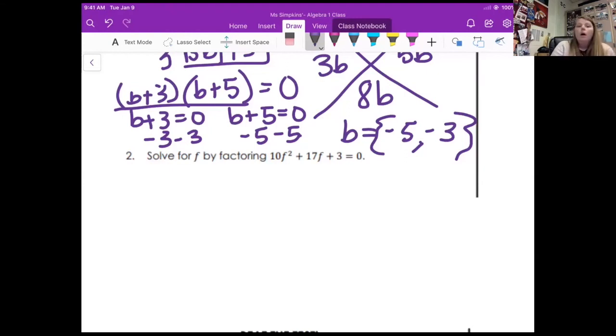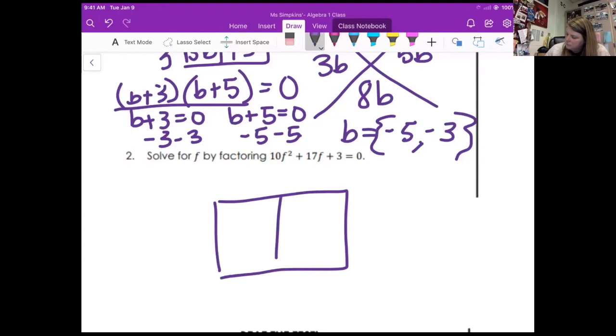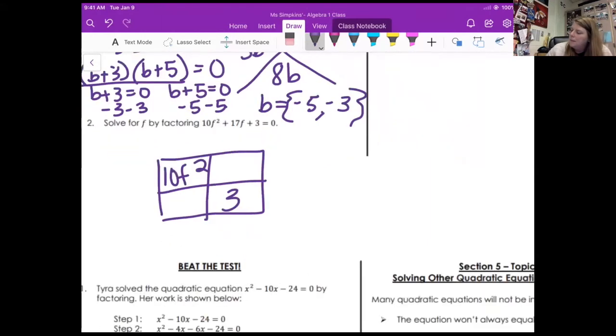Okay. All right, so let's look at the next one. So we're trying to factor 10f squared plus 17f plus 3. So here is my area model. 10f squared is going to go in the top left box. Our constant 3 is going to go in the bottom right box. So at the bottom of our x is 17f. At the top of our x is whatever 10f squared times 3 is.